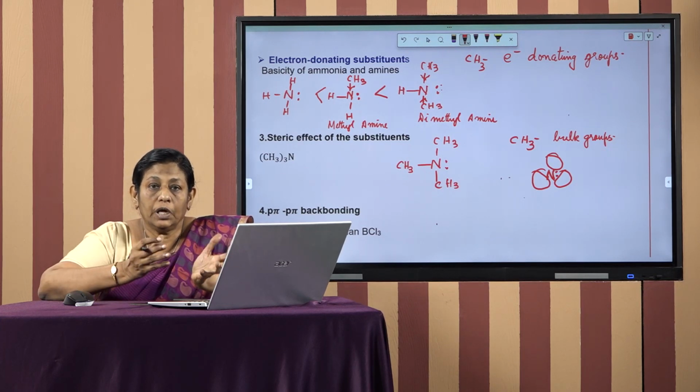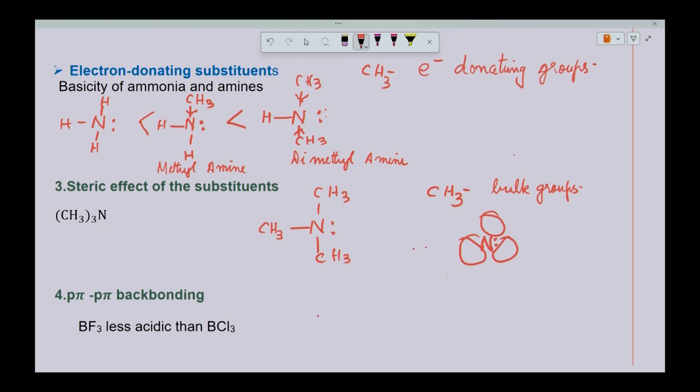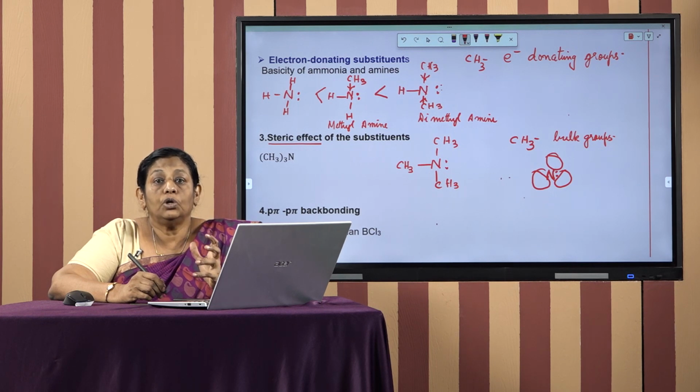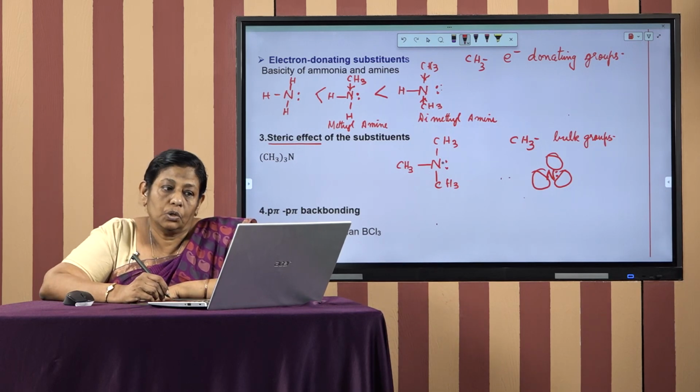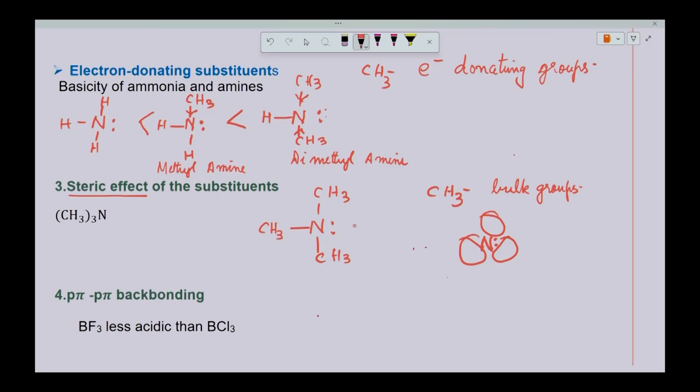Only if it is approachable can it donate. It is due to the crowded effect, and this crowded effect is known as the steric effect. Due to the steric effect of the 3 bulk methyl groups, nitrogen is not able to donate its electron pair, and therefore trimethylamine is less basic, though it has 3 electron-pumping groups. But it is of no use, because none of the atoms or molecules can approach the lone pair on the nitrogen atom. That is known as the steric effect.